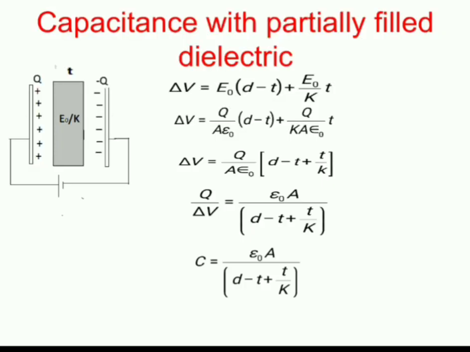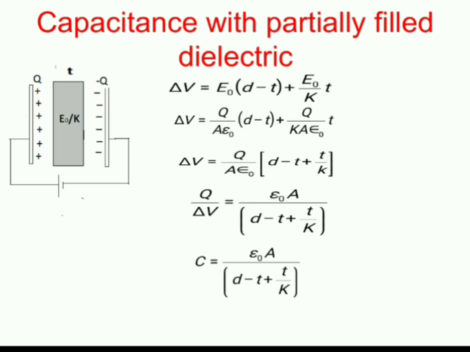Now, capacitance with a partially filled dielectric. See, in the previous case, we have seen that if it is completely filled with a dielectric, capacitance was increasing by k times. If you don't completely fill but just insert a slab of thickness t, the distance between the plates is d, so t is occupied by the dielectric. The remaining distance, that is d minus t, is vacant.